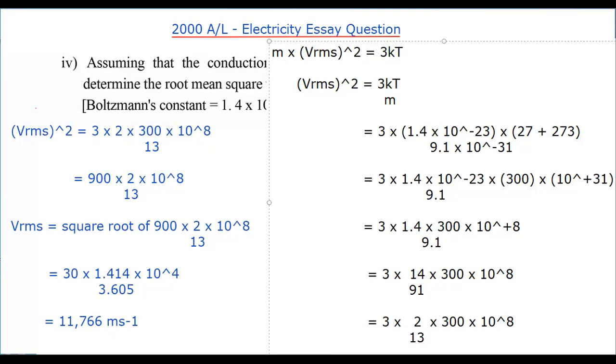4.36 into 10 to the power minus 4. So is it a bigger velocity or a smaller velocity? Thank you, Buddha. Is it a bigger velocity or a smaller velocity? Smaller, sir. Smaller velocity. So why do electrons have such different velocities here?